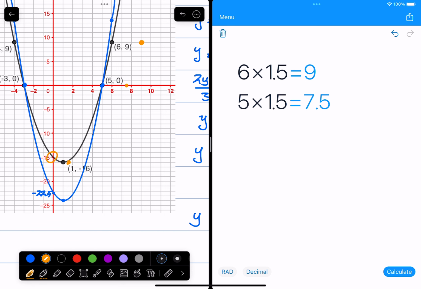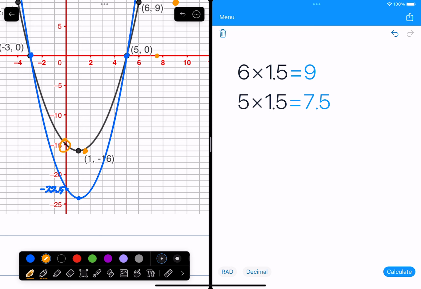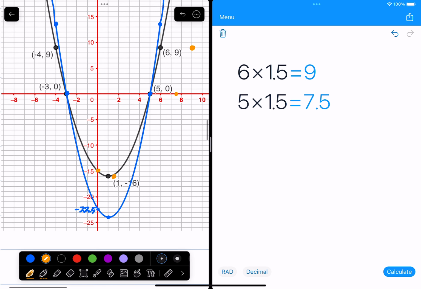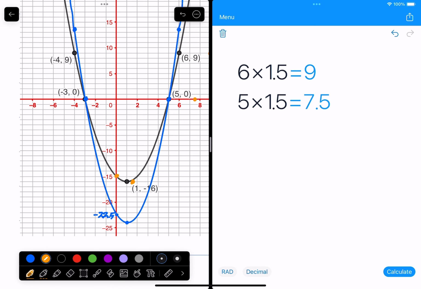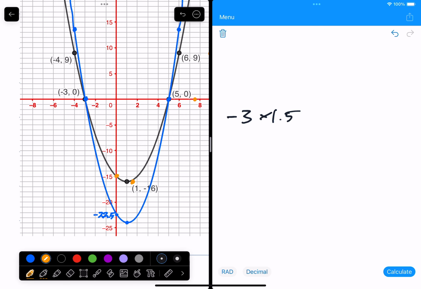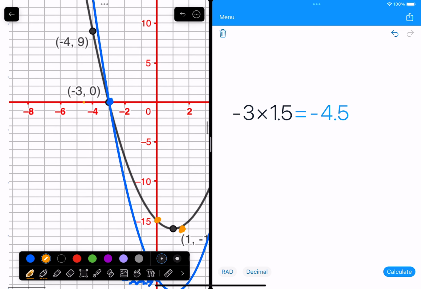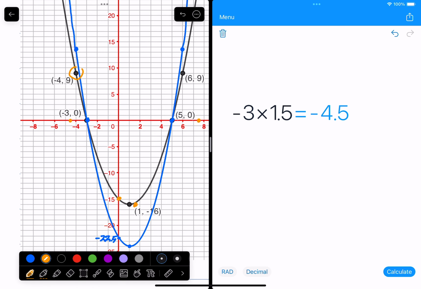This point here does not move because its x distance isn't moving left or right, so that is still the same point. 3 is going to be moved out because its current distance is 3. So negative 3 times 1.5, that will give us negative 4.5. And lastly, this point here, negative 4 times 1.5 will get us to negative 6.